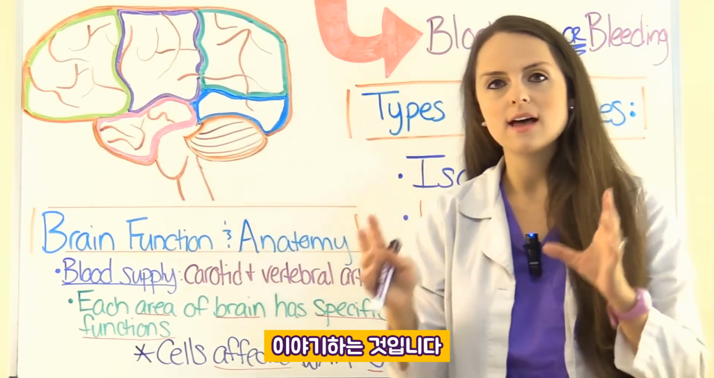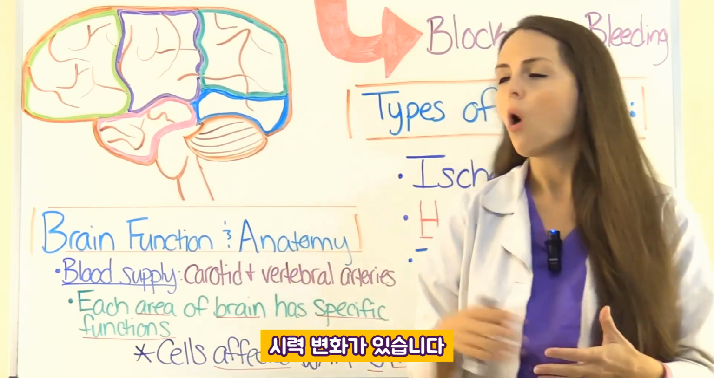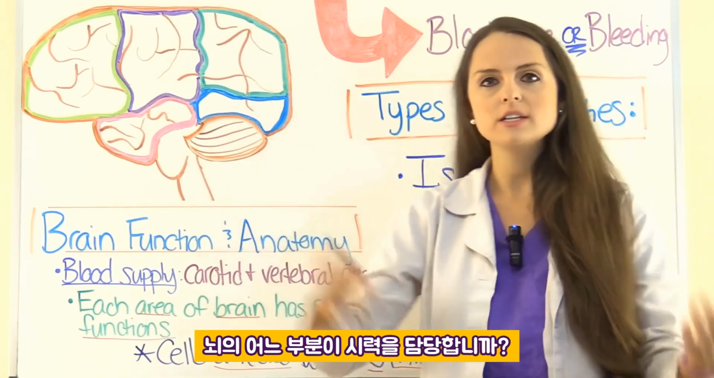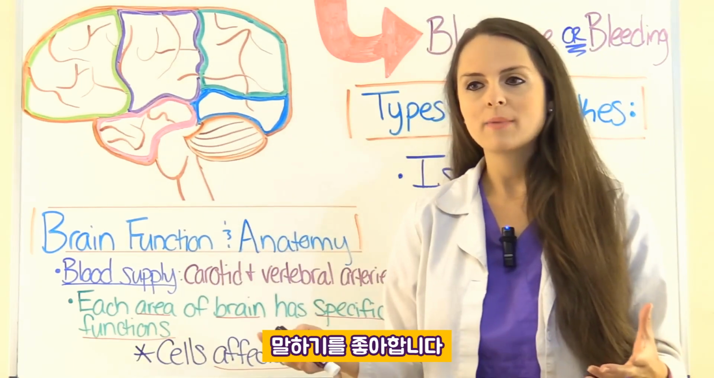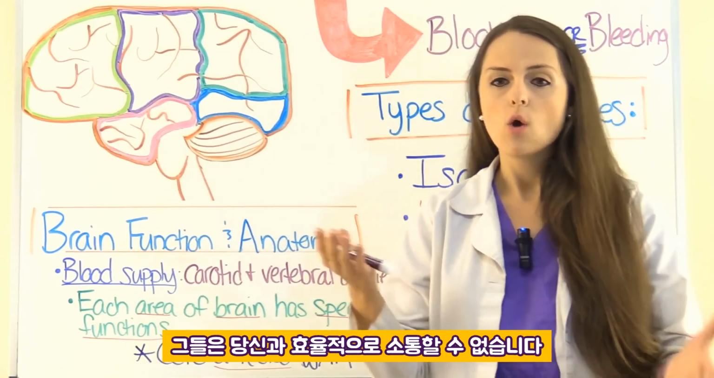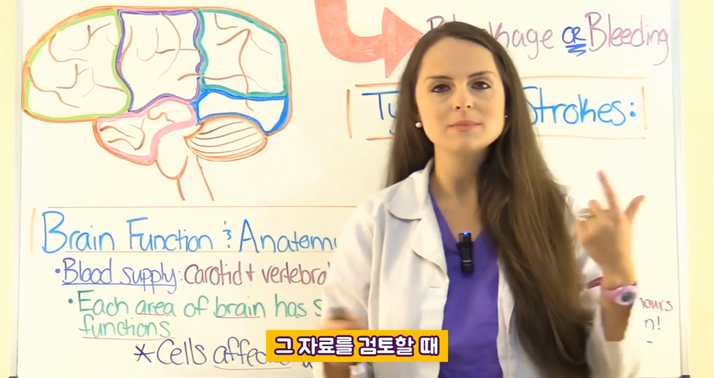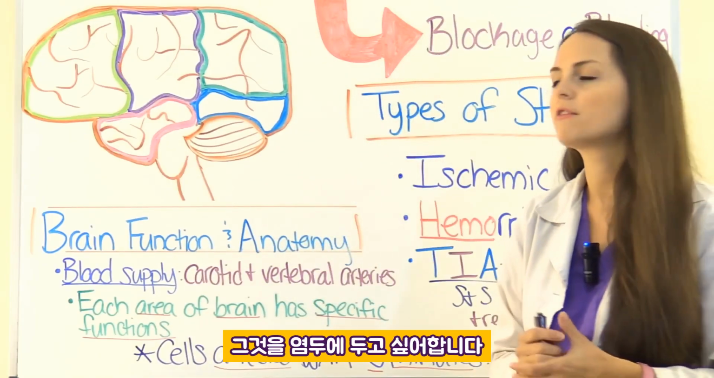Because test questions love to ask questions like, your patient had a stroke, they're having vision changes. What part of the brain is responsible for vision? Or they like to say your patient has language issues. They can't communicate with you efficiently. Which side of the brain, the right or the left side, is responsible for that? So you want to be keeping that in mind as I'm going over that material.